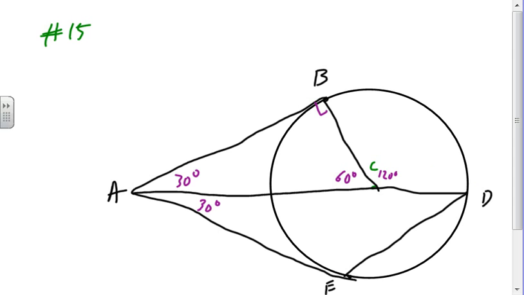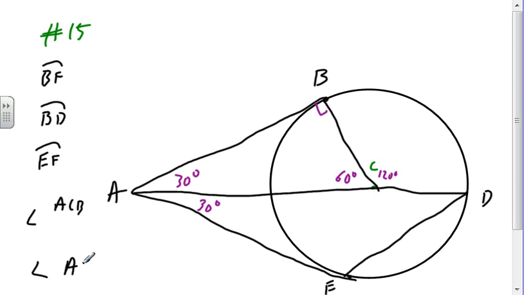Okay, back to what they want us to find. BF, the arc length. BD, the arc length of the circle. EF, the arc length of the circle. Angle ACB, angle ADE. ADE, that would be nice to know. ACB, I already know that, that's 60.